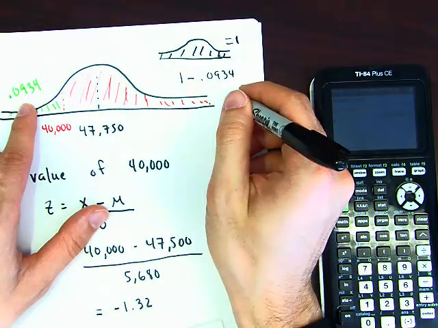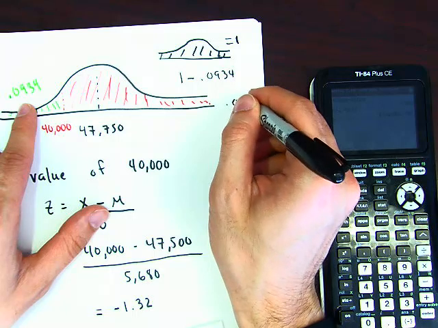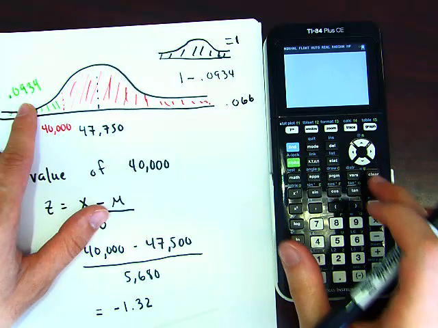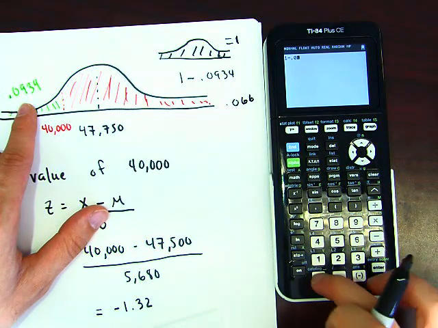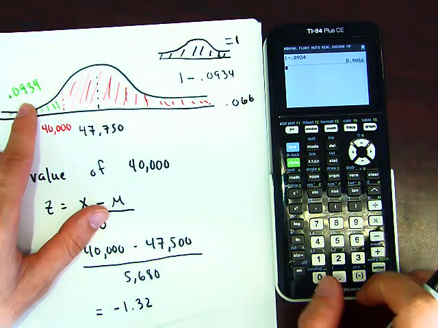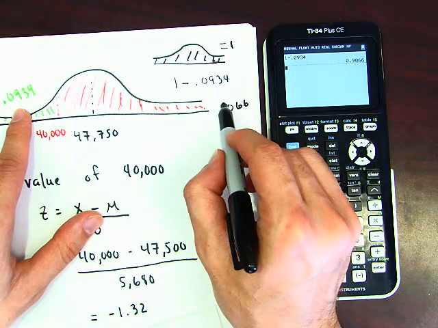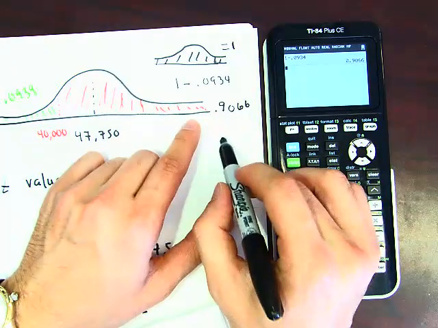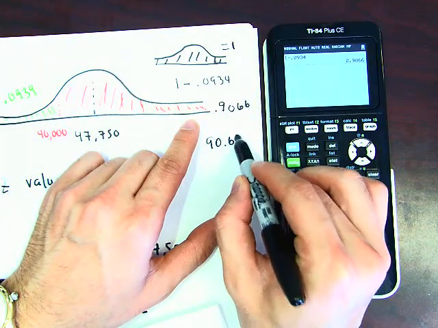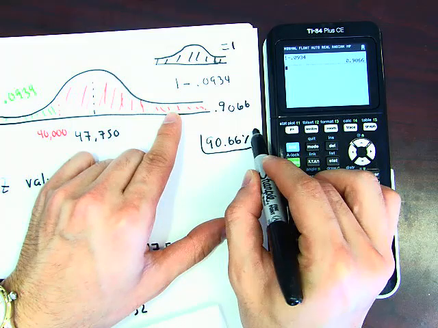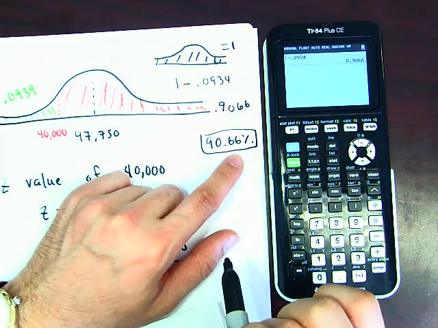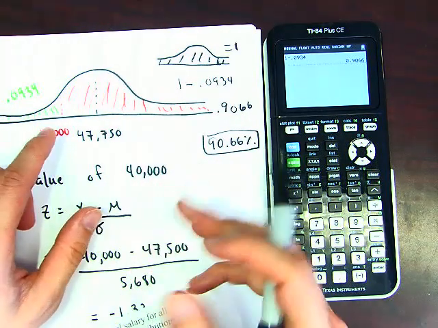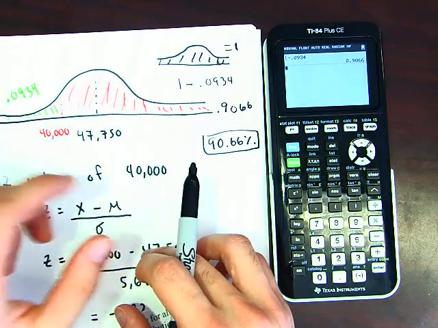And what will that equal? Let's see, 1 minus 0.0934. Oh God, I can't do math. It's 0.9066. Okay, and then this represents 90.66%. All right, so there is a 90.66% chance that a teacher will have a salary higher than 40,000.